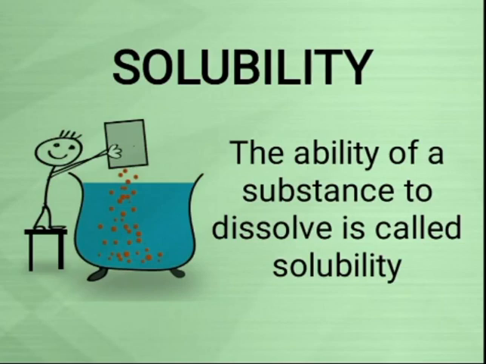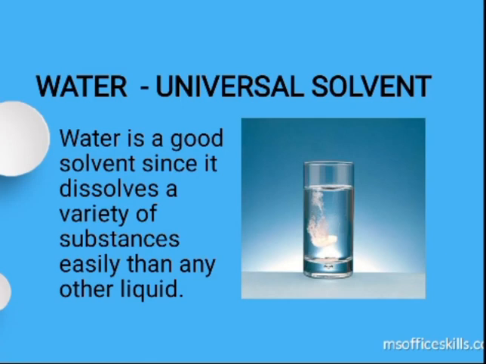Now, solubility. The ability of a substance to get dissolved is called solubility. Children, whenever we think of solution, we always think of water. So children, that is why we say that water is a very good solvent because it dissolves a variety of substances more easily than any other liquid. Hence, we call it a universal solvent.